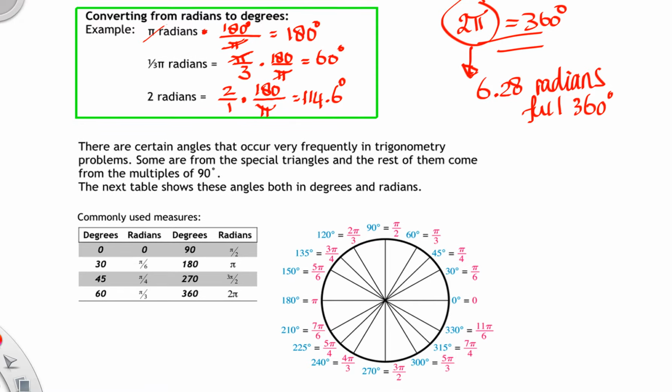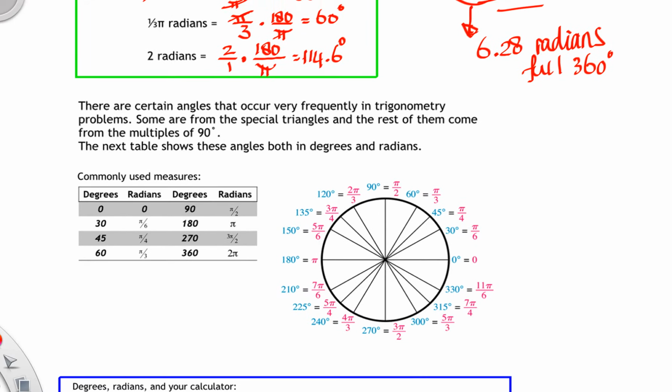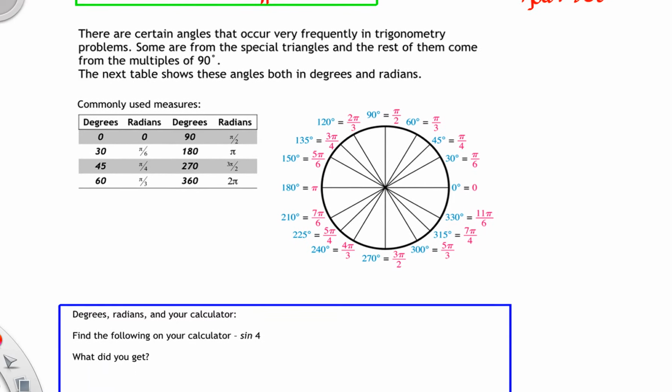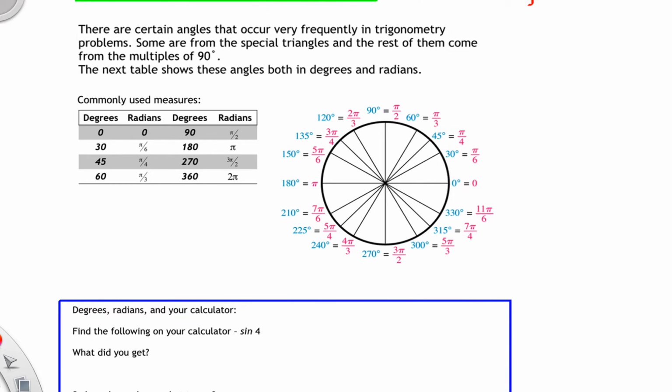What else do we have? There are certain angles that occur very frequently. Some of those come from special triangles, and a lot of them deal with 90 degrees. So here are some things that hopefully you'll learn pretty quickly.